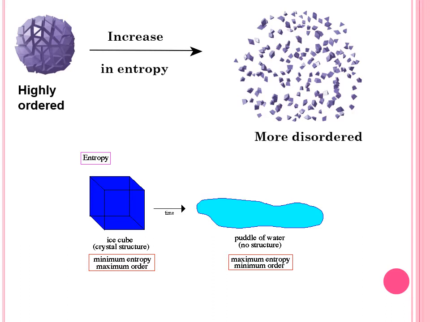Again, we're going back to our ice cube to a puddle of water, and you'll see that when we have a very orderly system with the ice cube, the amount of entropy is very low. But as we move from the ice cube to the puddle of water, the amount of entropy is at its maximum because the amount of disorder is very high.